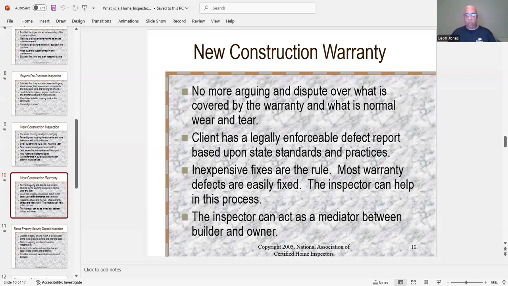The inspector can also help in this process. Understand that the inspector will and can act as a mediator between the builder and owner. It's just like when I go out and inspect a project. Well, I'm the mediator between what the contractor is placing and the owner.